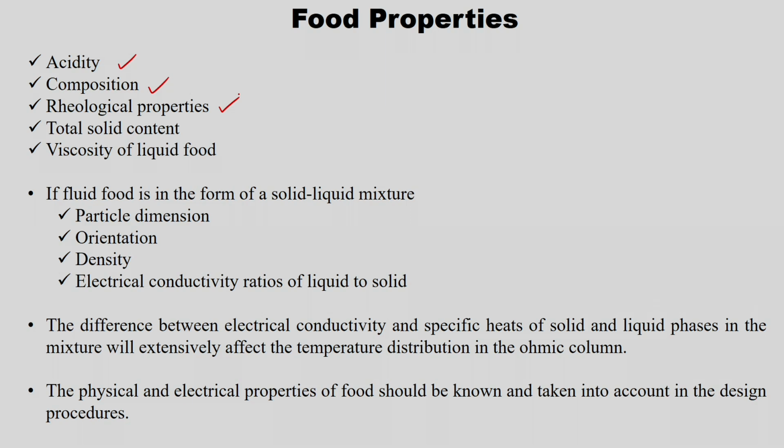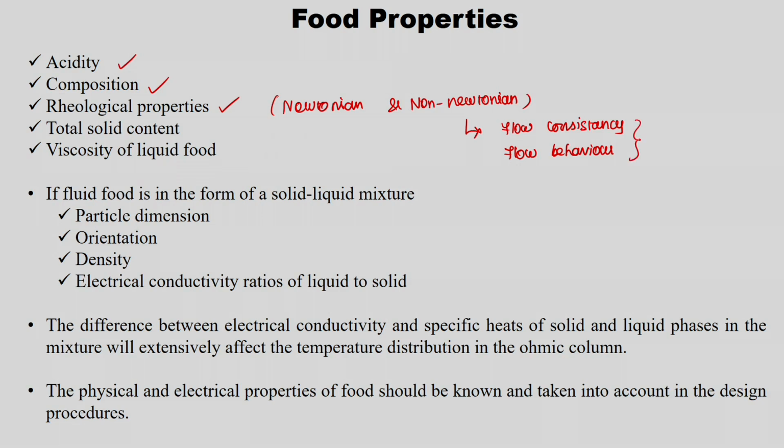And rheological properties, for example, I have told you, right, the Newtonian and non-Newtonian food. For the non-Newtonian food, there are two important criteria we need to take care of. One is flow consistency, another one is flow behavior. In one of the lectures also we have told, right, most of the food materials behave as non-Newtonian fluids. So, these two important parameters we are supposed to consider. That is where the rheological properties of the food are very much important for ohmic heating.